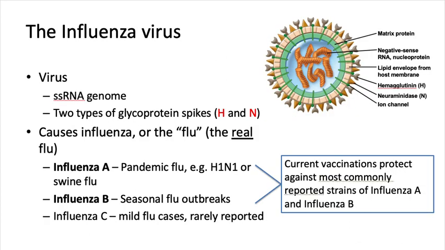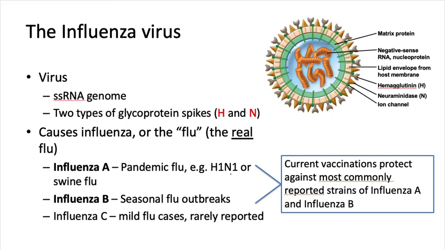All right, next is influenza. Influenza is caused by the influenza virus, which has an RNA genome. Remember that inside viruses we can have DNA or RNA, and that DNA or RNA can be single-stranded or double-stranded. So influenza is a single-stranded RNA genome, and it has 2 different types of spikes, and this is where we get some of the names for our different viral strains.